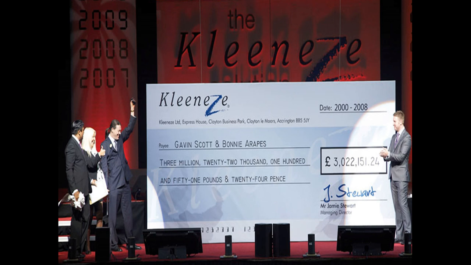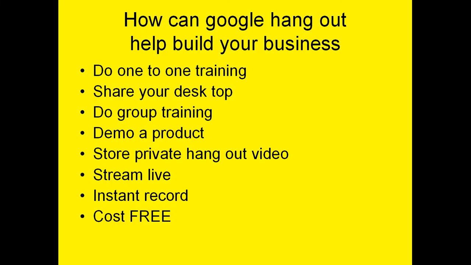So, some tips on how to use Google Plus Hangouts, and how it can help build your business. You can do one-to-one trainings. You can just link computer to computer, and you can share on the desktop things you want to do. You can do group trainings. You can have up to 10 people hanging out where you can interact with each other. That's a fantastic way to do that.